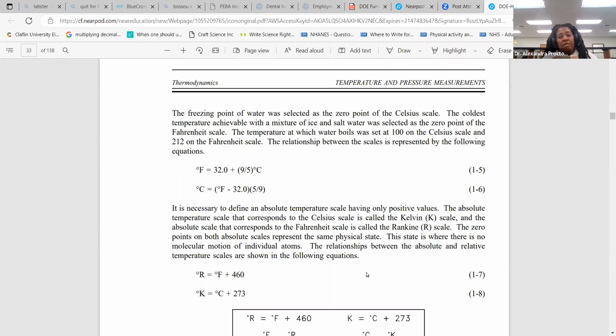So the absolute temperature scale for Celsius is Kelvin. The absolute temperature scale for Fahrenheit is Rankine scale. And the 0 points on both of those scales represent the same physical state. And this is a state where you have no molecular motion of these individual atoms. So for those absolute temperature scales, what they try to do to set the value for 0 is look for a temperature where there was no molecular motion.